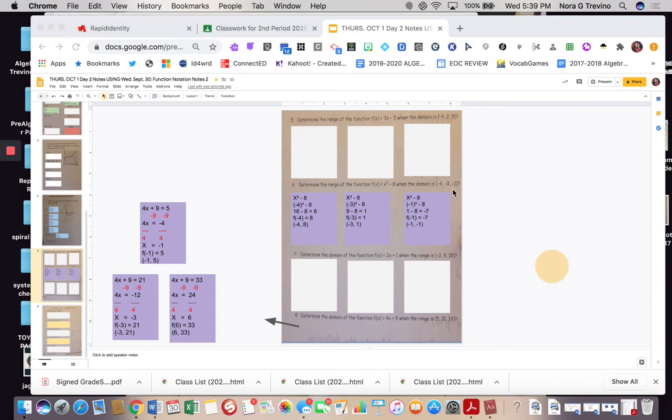So know the difference. If they give you the domain, they're giving you the inputs. They're giving you the x's. So you just plug them in for the x and solve. If they give you the range, though, those are the outputs. You got to put them as the answers and solve for x. Okay?